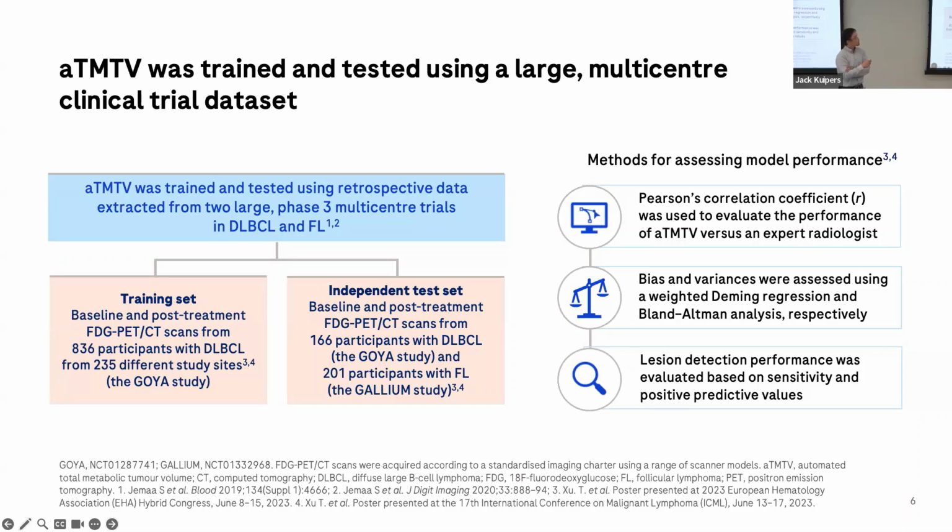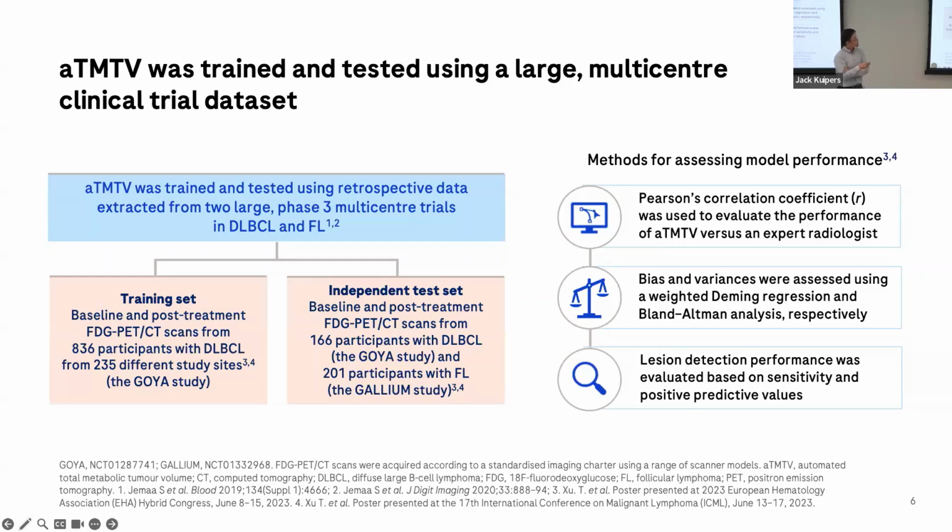Although it's a very complicated, deep learning-based algorithm, when we evaluate its performance, the metrics that we picked are, as you can see, listed on the side of the slide. They're traditional statistics. We look at the Pearson correlation between the auto-TMTV read versus an expert radiologist, and we also analyze the bias and variance profile of the algorithm when compared with the expert radiologist.